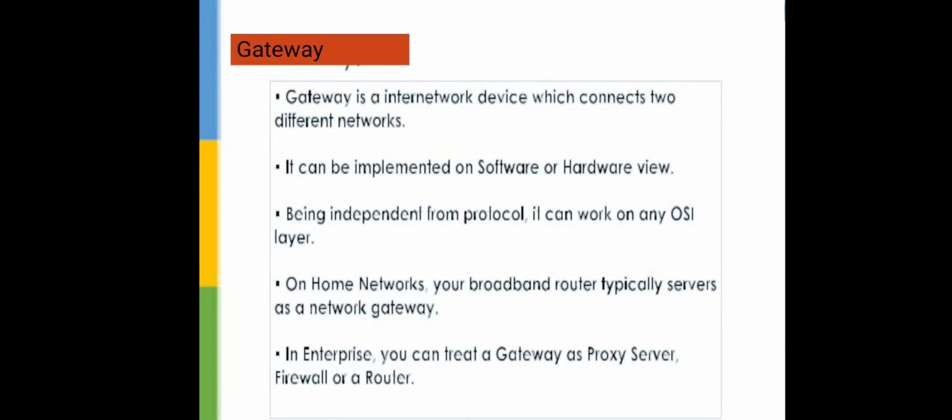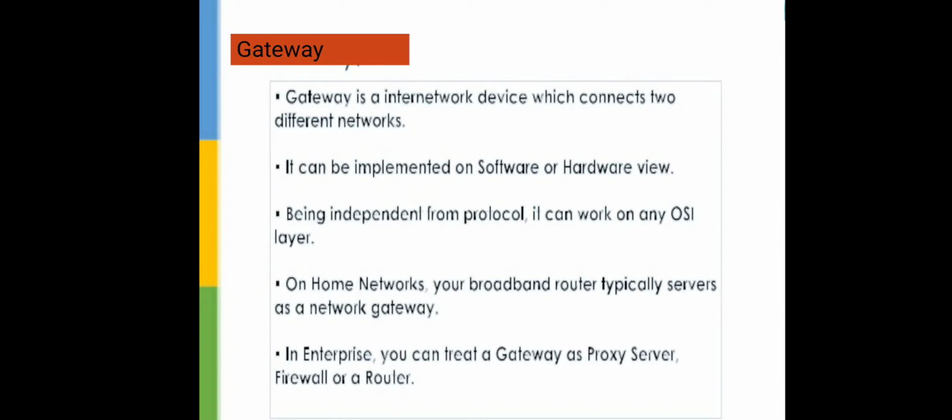Then we have gateway. Gateway is a network device that connects dissimilar networks. So we can say that gateway is an inter-network device which connects two different networks. It can be implemented in software or hardware. Being independent from protocol, it can work on any OSI layer.